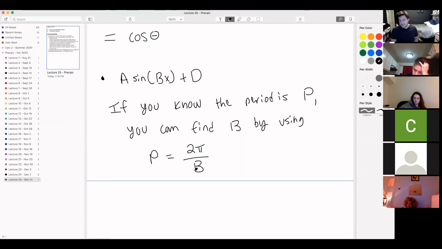So for instance, if I give you a graph, you can read off the period from that graph. You can visually see the period. So you can find P, and the way you get B from P is by solving this equation. Solve this equation for B. All right? So that's really all I have to say about that.